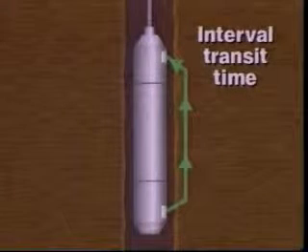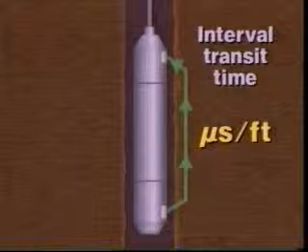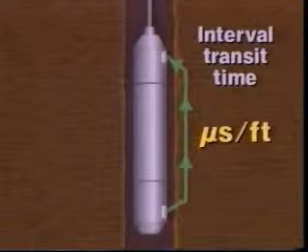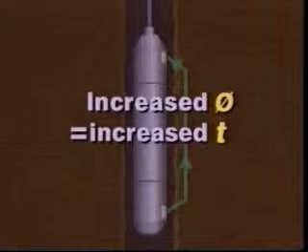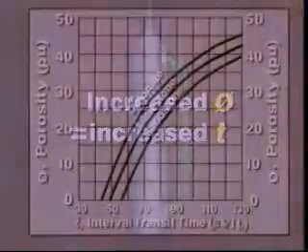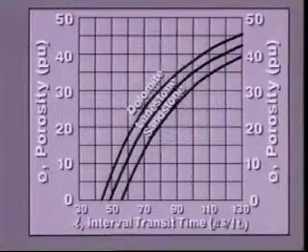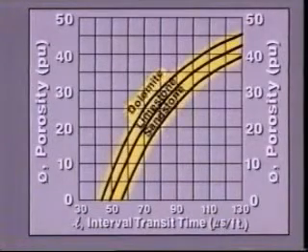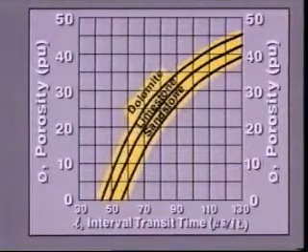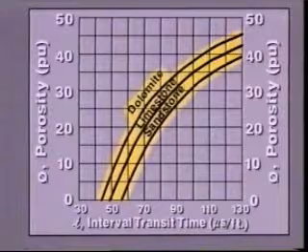Known as the interval transit time and presented in microseconds per foot, this value depends on the lithology and porosity of the formation. For a given formation, the interval transit time or slowness increases with increased porosity. Porosity from the acoustic log may be estimated from this chart based on empirical observations. The lines on the chart correspond to the matrix acoustic velocities of common reservoir rocks, and the chart is only valid for consolidated formations and when the fluid in the pore space is water or dead oil.